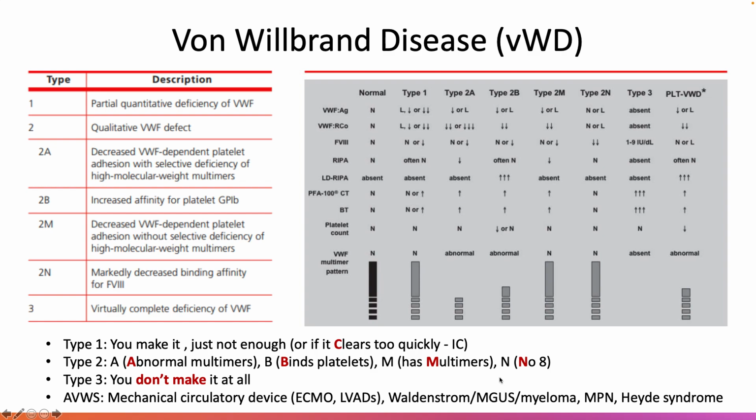This is the one where, let's say the patient has von Willebrand disease and you check the factor 8 is also very low, almost absent, then you are talking about 2N. But type 3 is basically you don't make it at all.